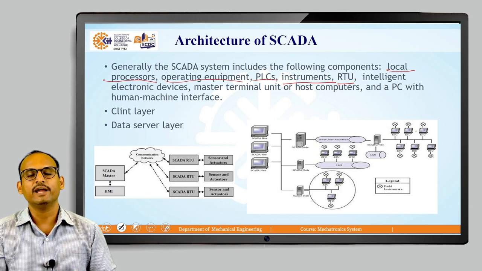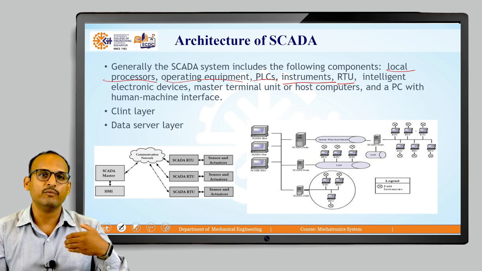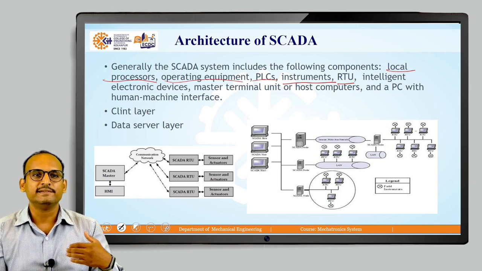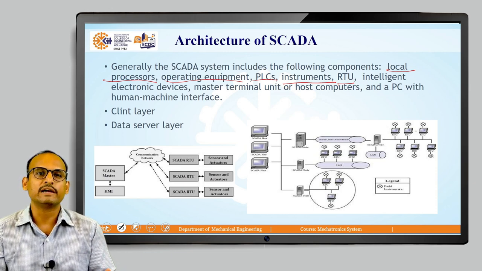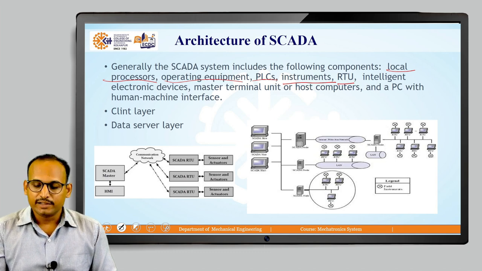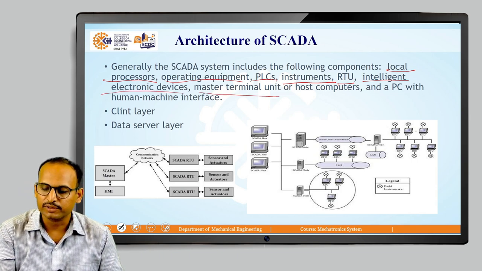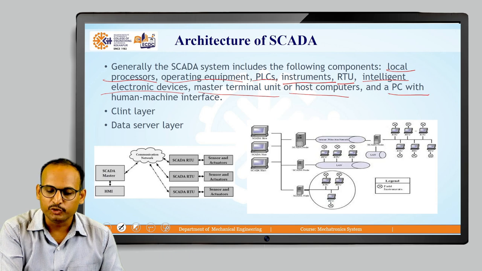Suppose I want to access a terminal or machine which is away from me, at a remote location. For accessing that unit or for collecting data from that unit, I will be using different RTUs, remote terminal units. I will also be using intelligent electronic devices, master terminal unit, host computers, and a PC with human machine interface.